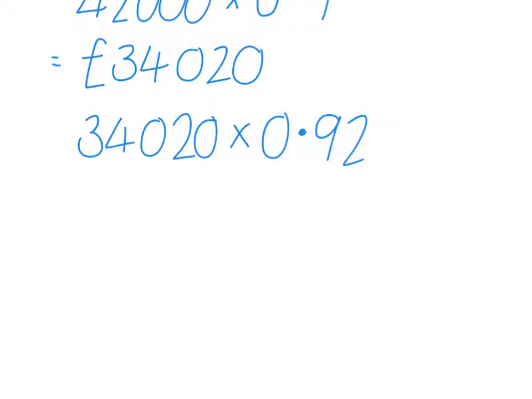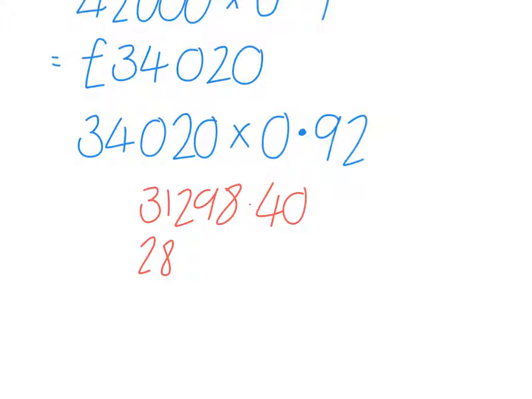So the first time we do that, we get £31,298.40. So we'll then do that again, and we'll continue doing it until our value drops below £26,000. So the second time we do it, we get £28,794.53, rounding to the nearest penny.